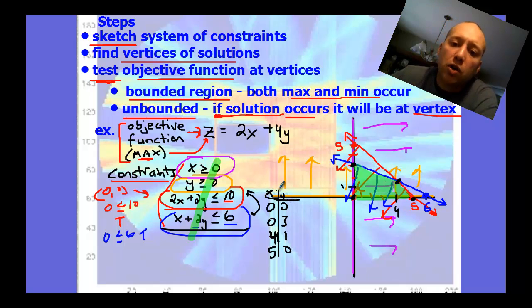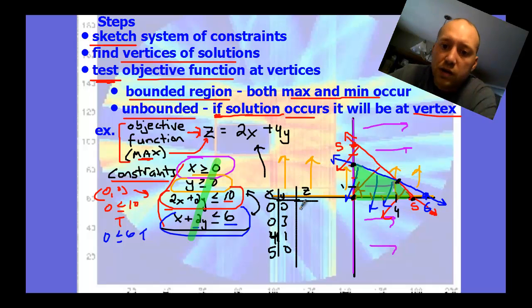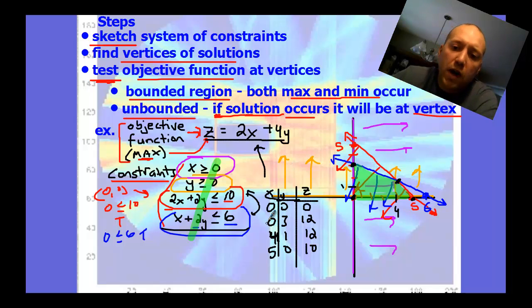We then need to test all of these in the z equation. So I can make a third column here, z, and let's plug in. If x and y are 0, then z is 0. If x is 0, y is 3, and this equation up here, so 0 for x, 3 for y, then z is 12. If x is 4, y is 1, we get 8 plus 4, 12. And then if x is 5, we only get 10. So then we have these 2 points as the solutions. So it's between the 0, 3 and the 4, 1.